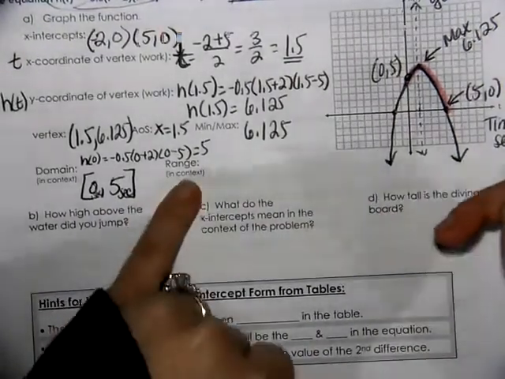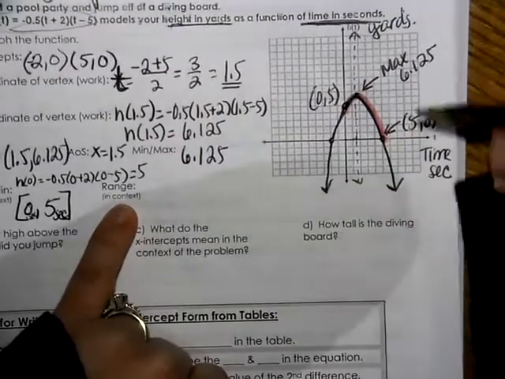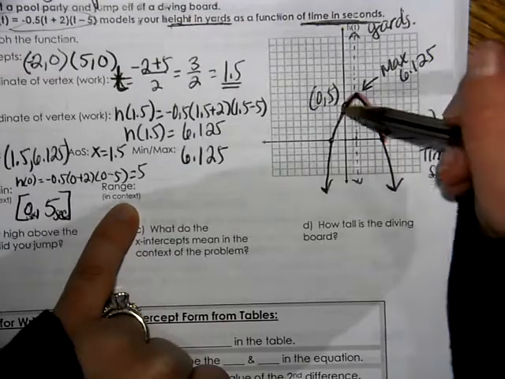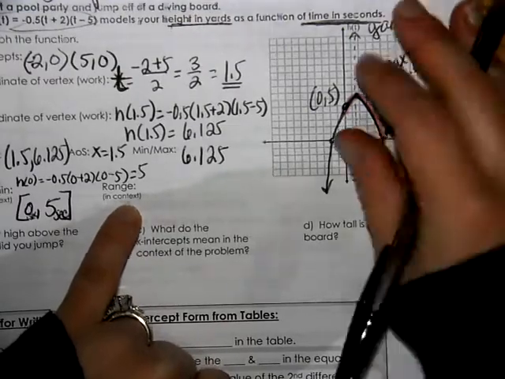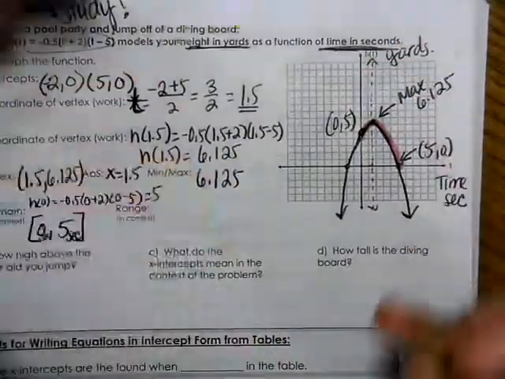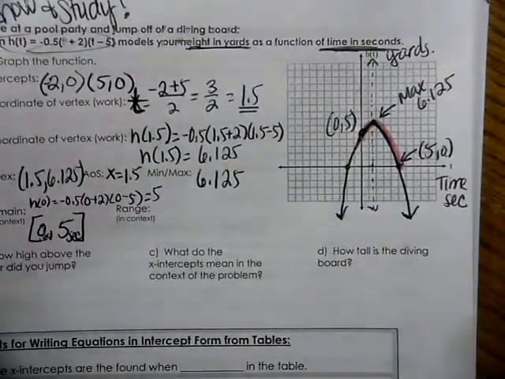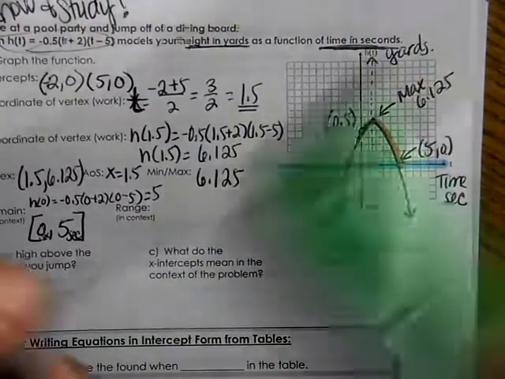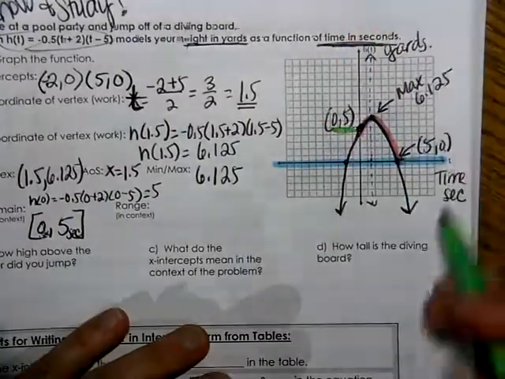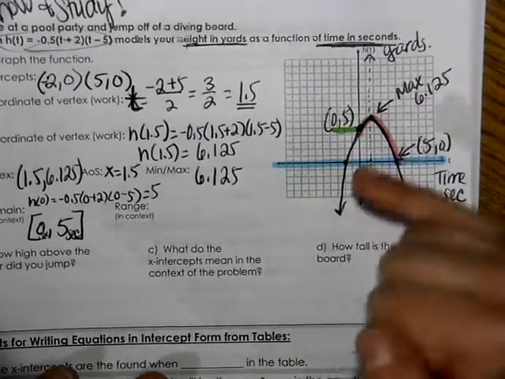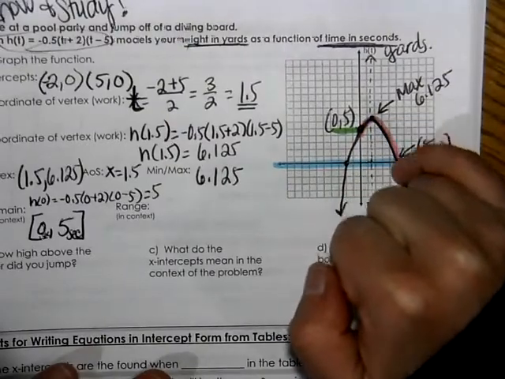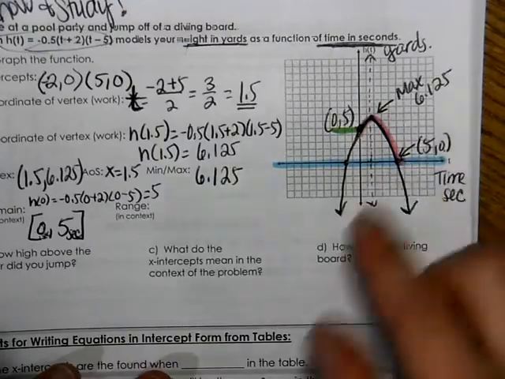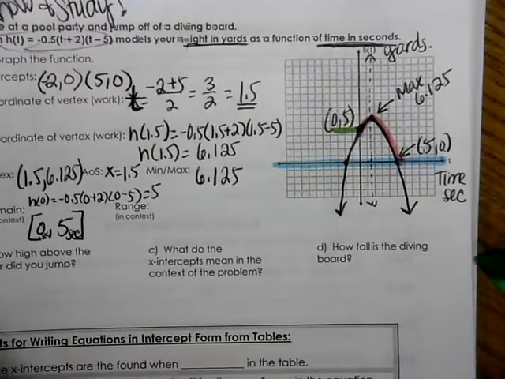My range in context, well, let's think about that. My lowest point that makes sense is 0. I would land, and this is your height in yards above the ground. So if you think about the swimming pool being located right here, and your diving board being located right here, here's your diving board. You're on top of the diving board, you jump up, and then you splash. We are not interested in negative territory. We're just interested in your path of jumping off of the diving board.